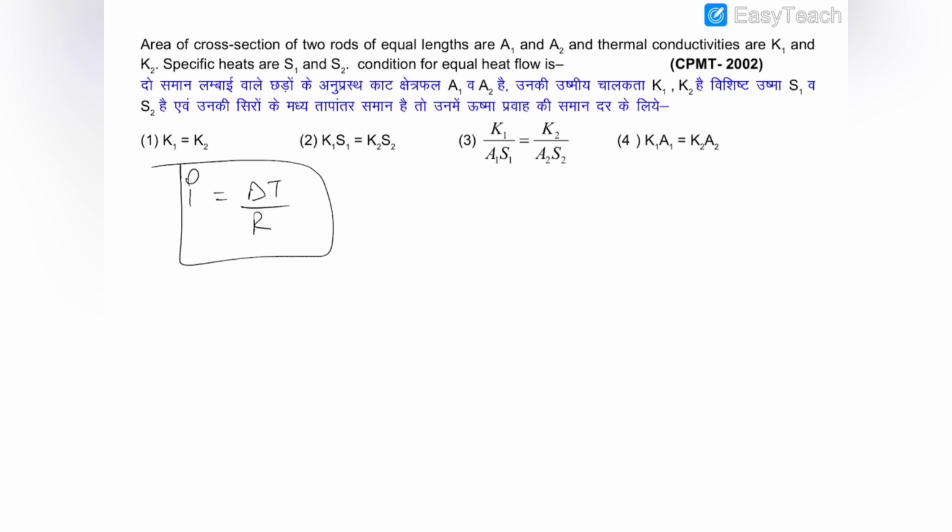So you can say that for equal heat flow, 1 upon R1 is equal to 1 upon R2, because when we equate delta T upon R1 to delta T upon R2, the delta T will cancel out, and R is L by KA. Now the length is the same, but A and K are different. So this is K1A1 upon L is equal to K2A2 by L. Cancelling L with L, the correct option will be option number 4th.